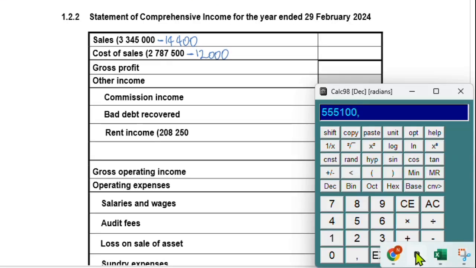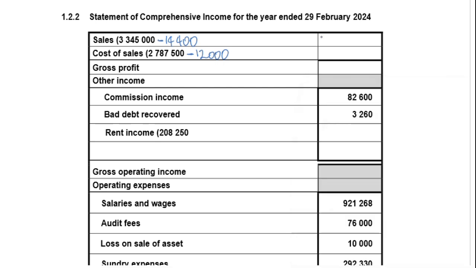Now that we've done the adjustments for sales and cost of sales, we can calculate the gross profit. So, 3,450,000 minus 14,400, which is the adjustment. That gives us 3,330,600 rands.